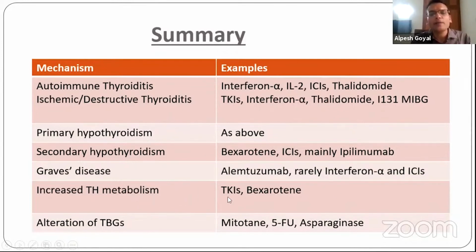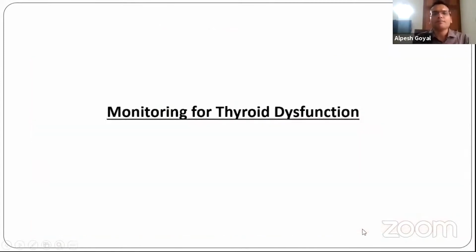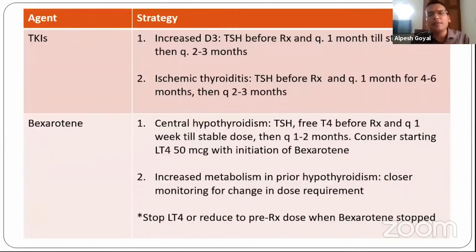Increased thyroid hormone metabolism is an adverse event seen with tyrosine kinase inhibitors through the deiodinase mechanism, and with bexarotene through other pathways such as glucuronidation. TBG alteration, which is not very clinically significant, may be seen with mitotane, 5-fluorouracil, asparaginase, and tamoxifen. For thyroid dysfunction, we only need to keep a close watch for these adverse events. Monitoring is not very difficult.